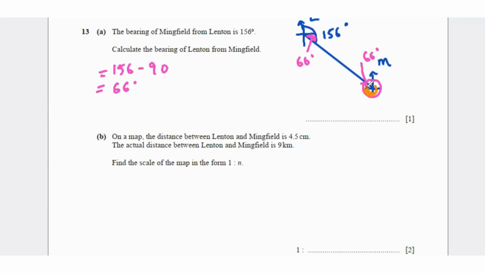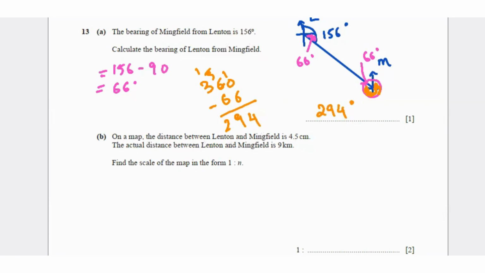this entire would be 360 minus 66. And 1, this becomes 5. 3 minus 6 is 9. So that is 294 degrees. That is your bearing of Lenton from Ming field.